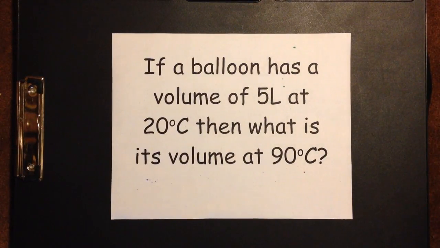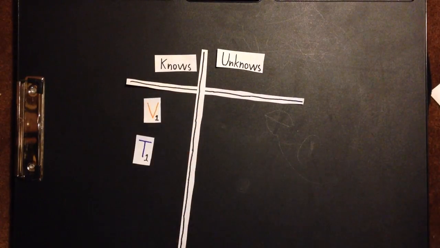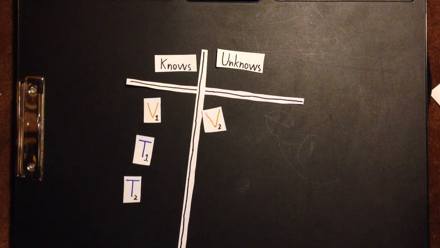If a balloon has a volume of 5 liters at 20 degrees Celsius, then what is its volume at 90 degrees Celsius? First, let's create a table to separate what we know from what we don't know. We know the first volume of the balloon, V1. We also know the first temperature and the second temperature, but we don't know the second volume, V2.